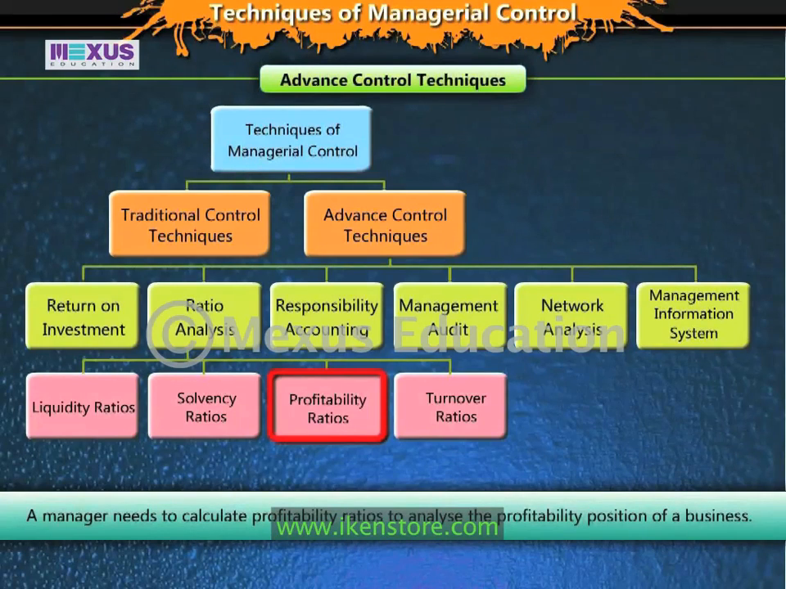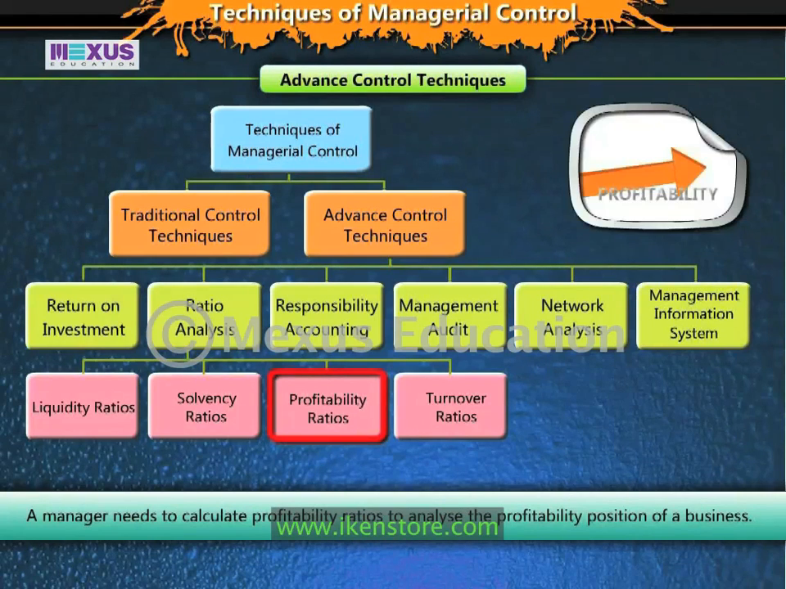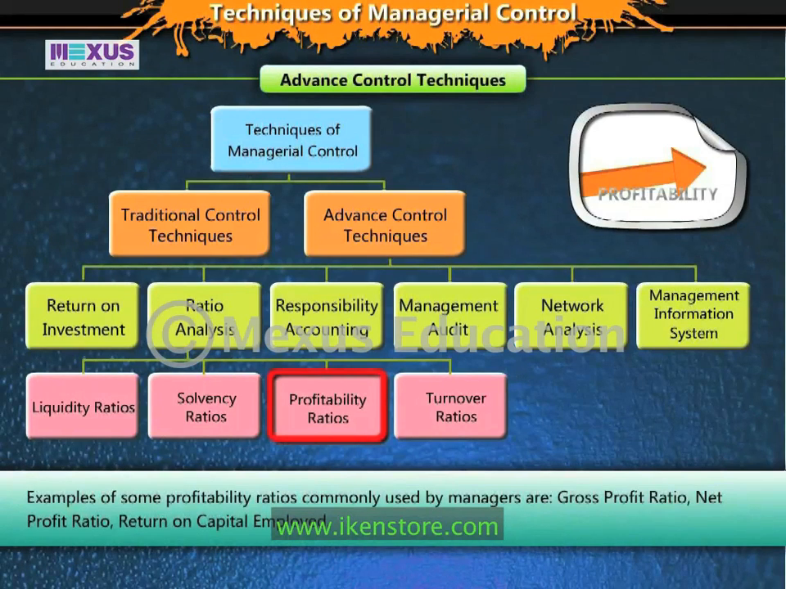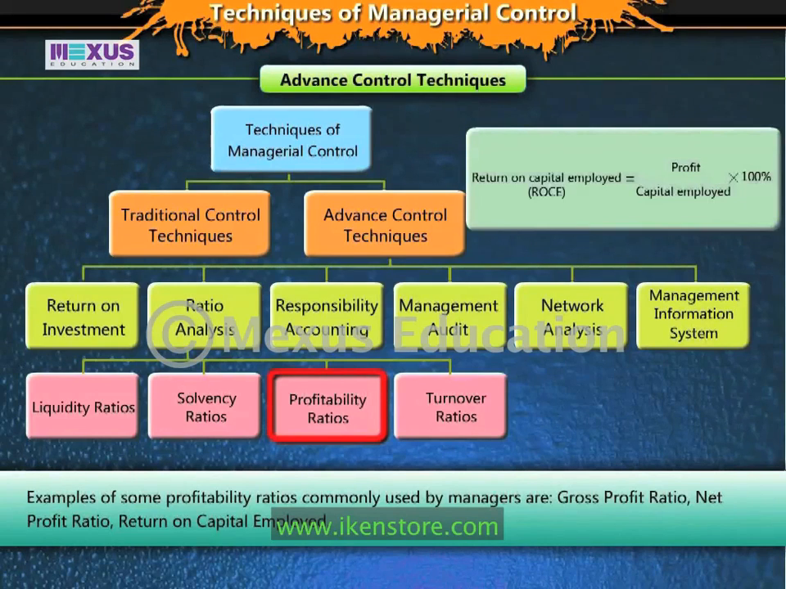A manager needs to calculate profitability ratios to analyze the profitability position of a business. These ratios analyze profits in relation to sales or funds or capital employed. Examples of some profitability ratios commonly used by managers are gross profit ratio, net profit ratio, return on capital employed.